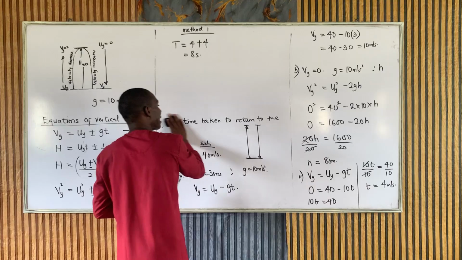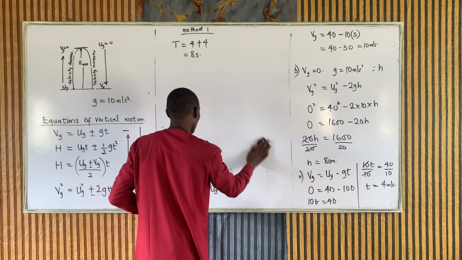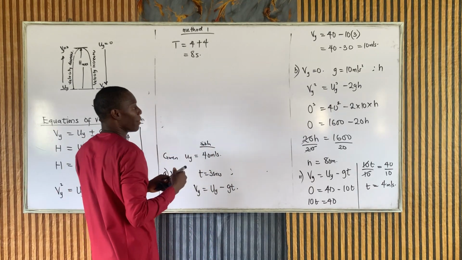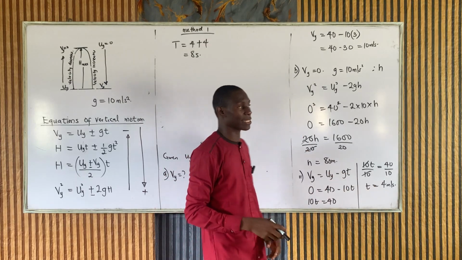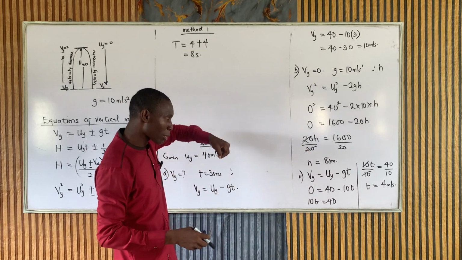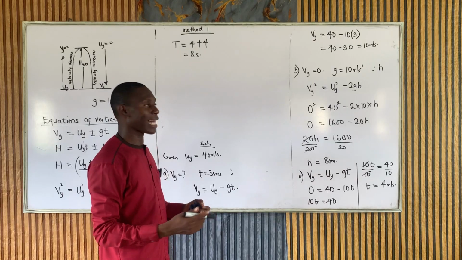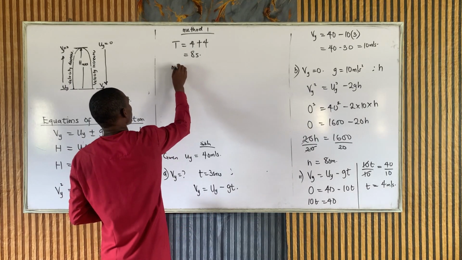Now, again, there's a method 2. You can solve separately now. We know that the time taken to get to maximum height was 4 seconds. We've solved for that. What was the time taken to return back? We can solve for that. That's method 2.